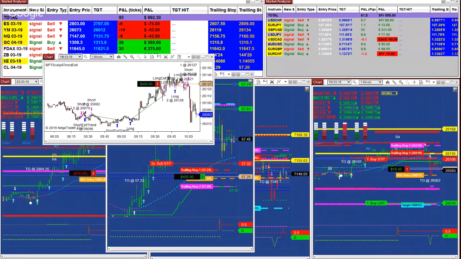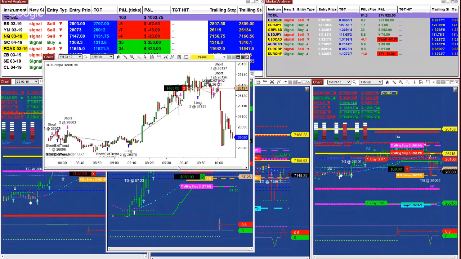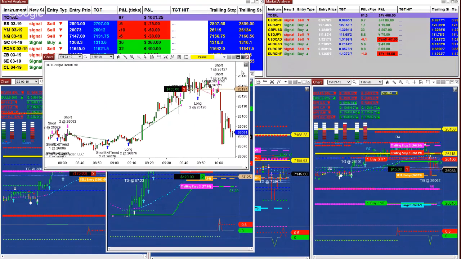This is the automated swing trading. It is beautiful the way it took that trade, and now we are getting a beautiful catch on that one here. This is the swing trading.